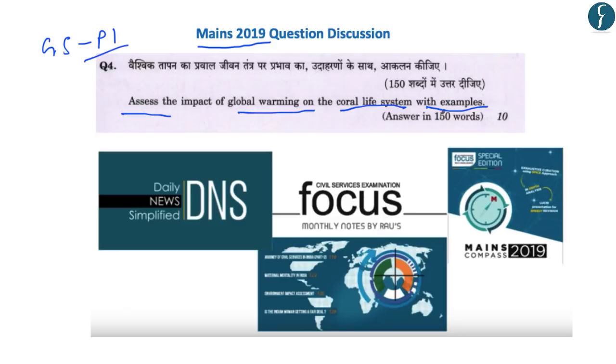So in this discussion, first we will try to look at the way in which this topic of coral reef or coral bleaching was covered in the DNS, in the Focus magazine and in the Mains Compass of 2019. And after that, we will take up the discussion for this question as to how you could have approached this question.